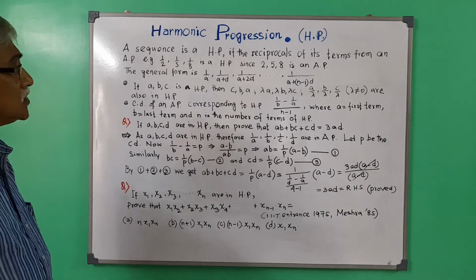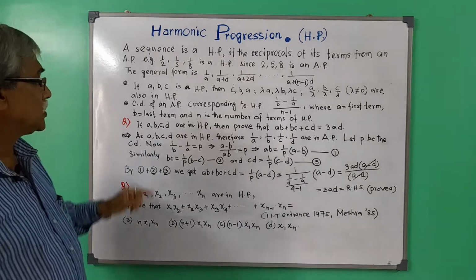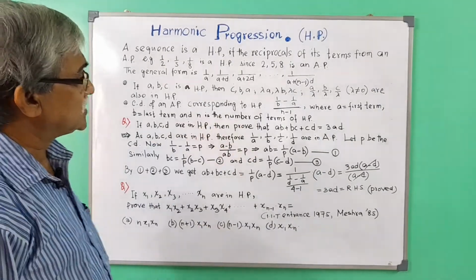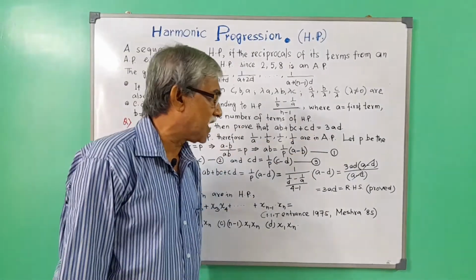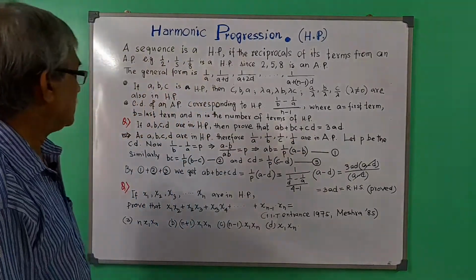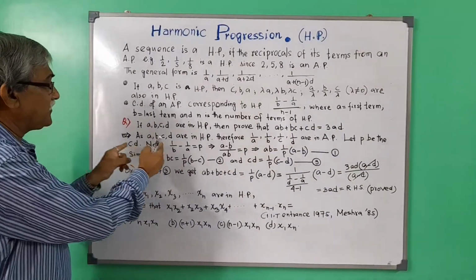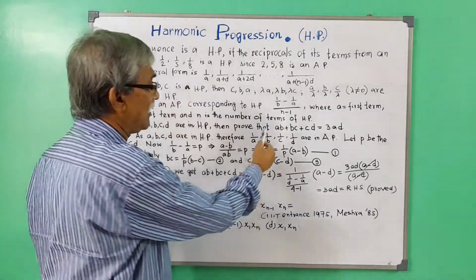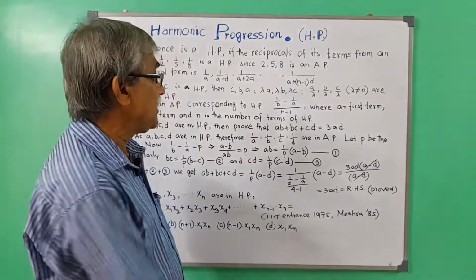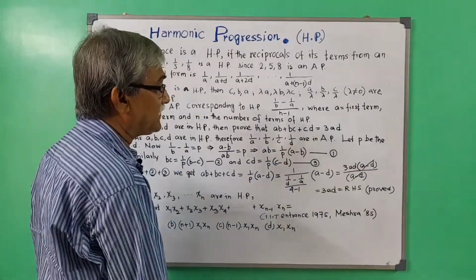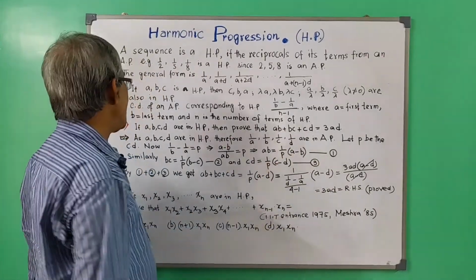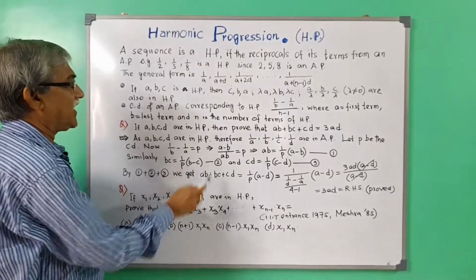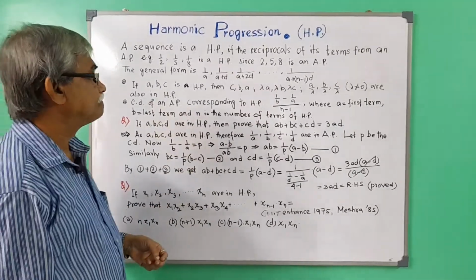Now let us go to the question part. If A, B, C, D are in HP, then you have to prove that AB plus BC plus CD is equal to 3AD. Well, now see, as A, B, C, D are in HP, therefore their reciprocals, that is 1 by A, 1 by B, 1 by C, 1 by D, are also in AP. Let P be the CD, meaning the common difference. Then 1 by B minus 1 by A is equal to P.